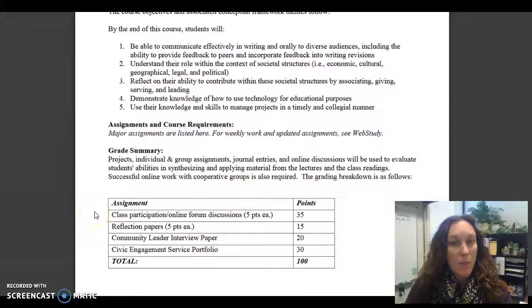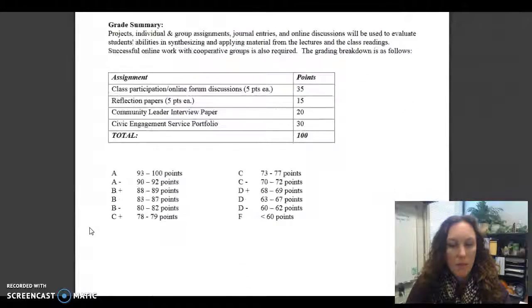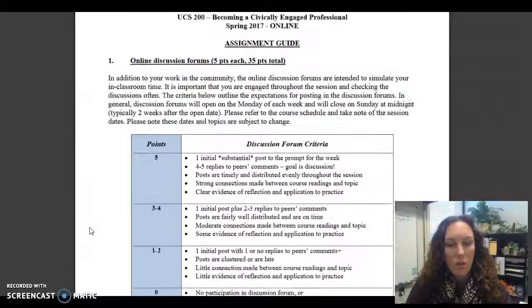The class participation is very significant. Since this is an online course, attending the class will be considered participating in the online discussion forums, and that's how we'll move our conversations further. You will have reflection papers due beginning in February, I believe. And then we will also have a community leader interview paper. So let me just briefly show you those.